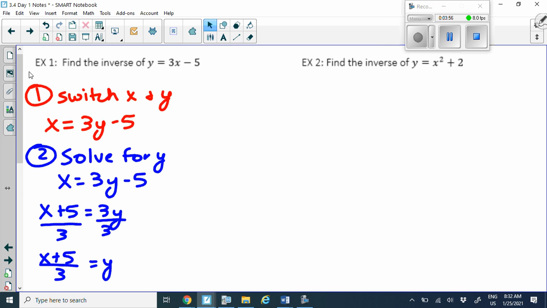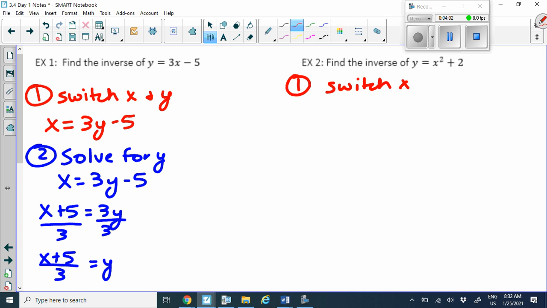Okay, let's see what you got. So first, we always switch our x and y. So we have x equals y squared plus 2. Now we solve for y.